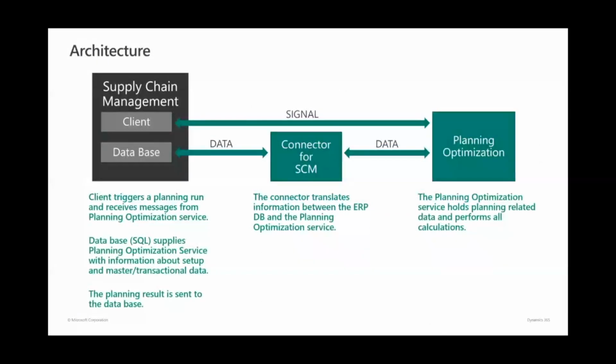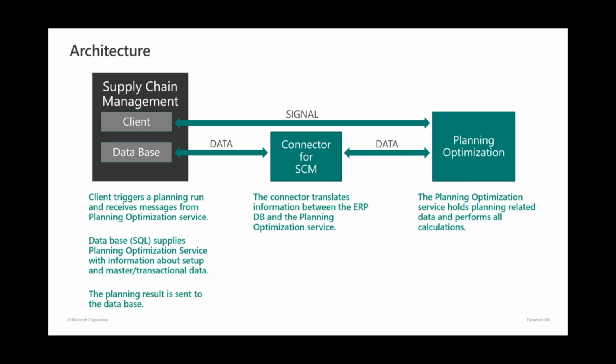Let's talk about the architecture. The architecture is that you do have supply chain management in place, and you can trigger the planning run from the client, and the client is receiving signals back from the service. So the client here is the browser you're using. I mean, that's the browser of choice.